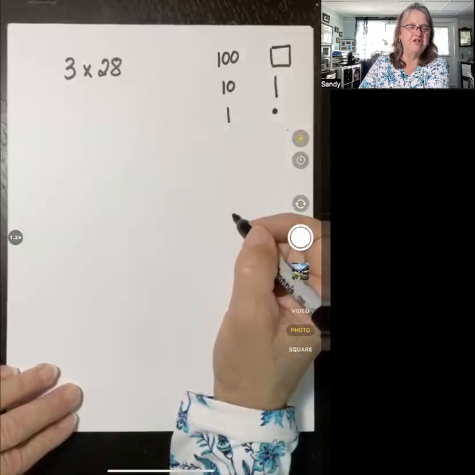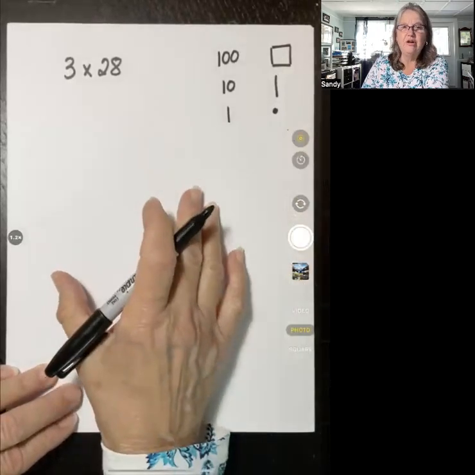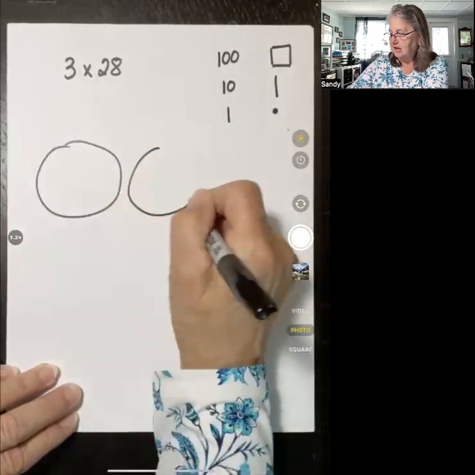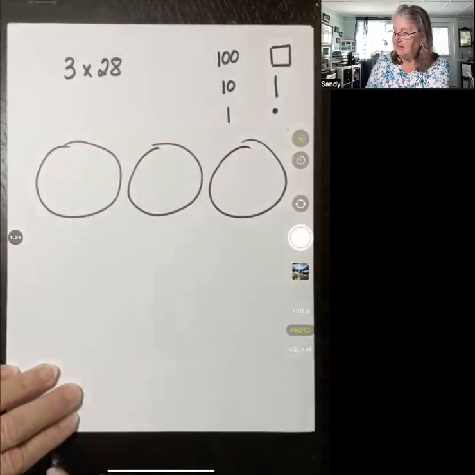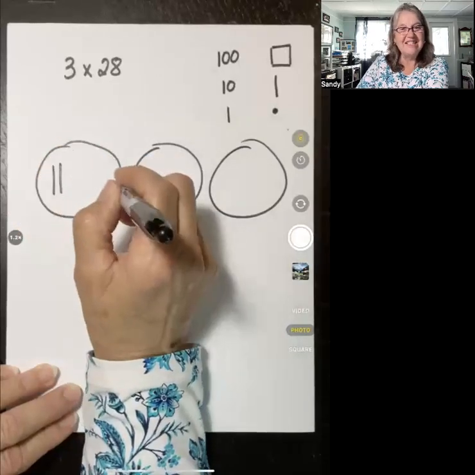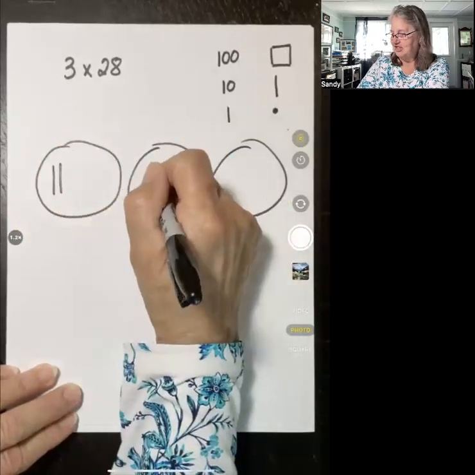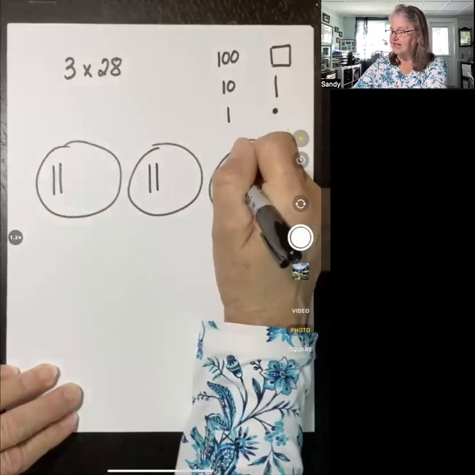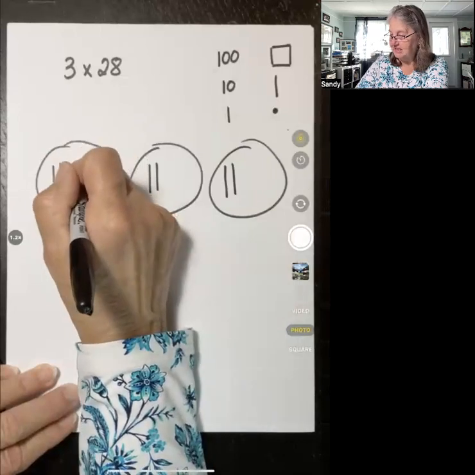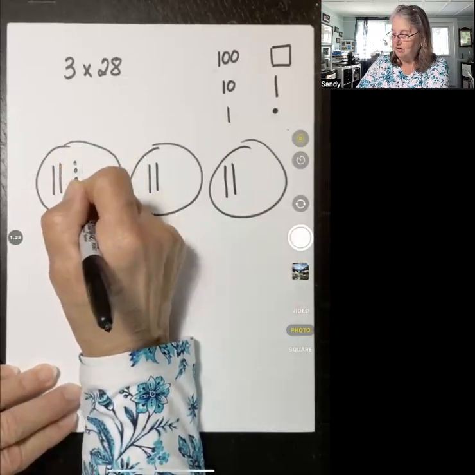So for this picture, I want to start with just an equal grouping model. So we're going to have 3 groups of 28. Now for this, I don't want to draw 28 dots. That's not going to be very efficient. We want your child to think of 28 as 20 and 8. So I have the 2 10s, and I'm going to have 8 1s.